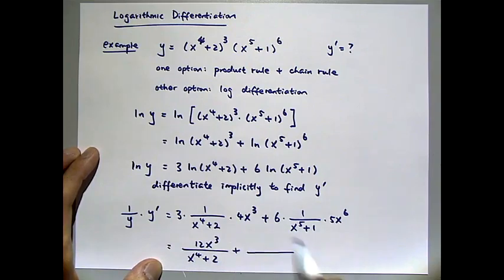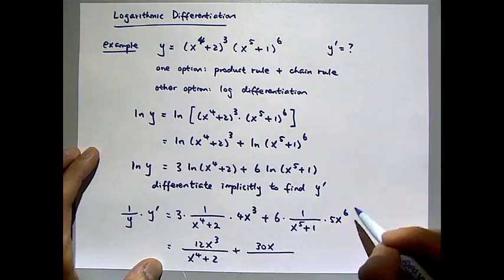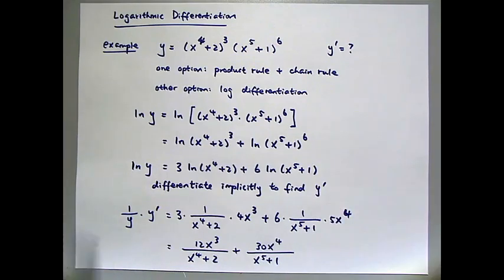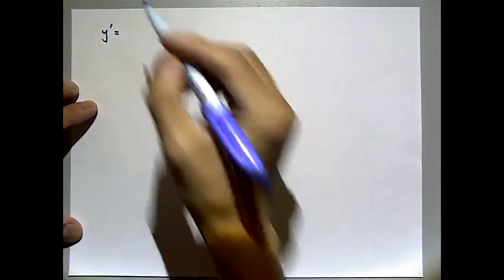plus 30x to the... Oh, what did I do? 4. All right, that's it. Okay, so there it is. So y prime divided by y is equal to this thing here. If I just want y prime, I just multiply the y to the right-hand side. So we get y prime is equal to y times that entire thing.